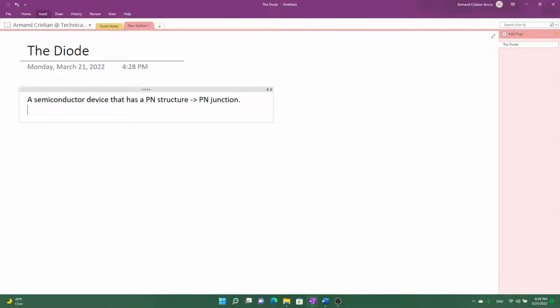In practice, both P and N regions are part of the same silicon crystal, doped with acceptor and donor impurities. What do I mean by this? Well, both P and N regions are part of the same silicon crystal, doped with acceptor and donor impurities.